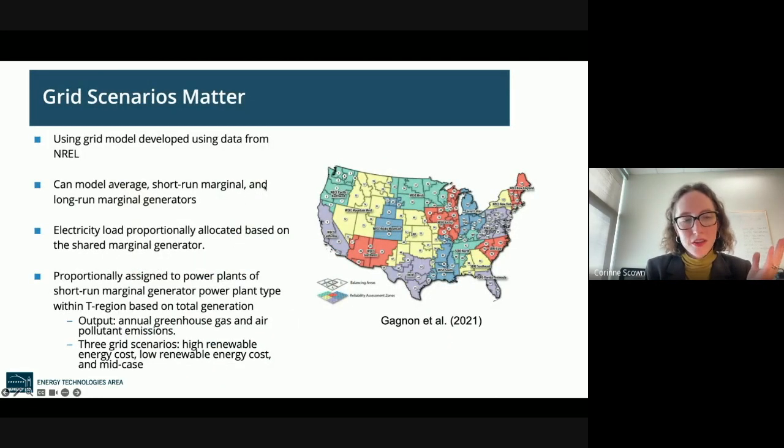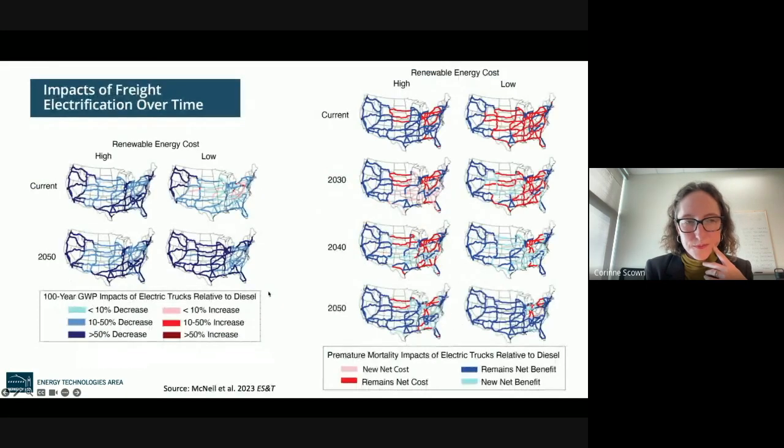Oh yeah, grid scenarios matter. Huge shout out to NREL. They really helped us out with understanding their data. Modeling this was not trivial. And a wonderful grad student named Will McNeil developed a model based on some of NREL's data.